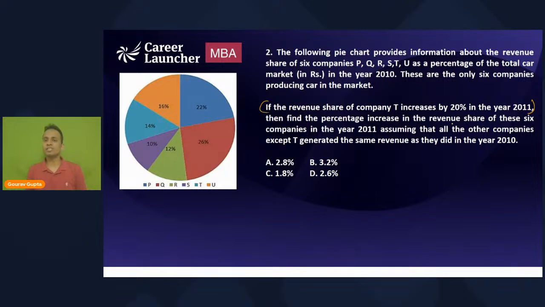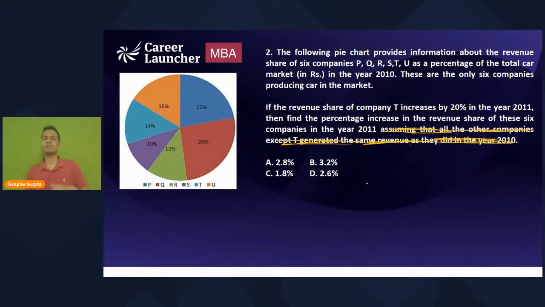Now, next thing is, if the revenue share of company T increases by 20% in 2011, then find the percentage increase in the revenue share of the 6 companies, assuming, now this is the second important statement, right? So they are saying that from 2010 till 2011, there is an increase of 20% in the sales of company T. Up till this part, they have not mentioned anything about the other companies. So in absence of this line, if the last statement is not present, then once again you cannot find the answer of this question.